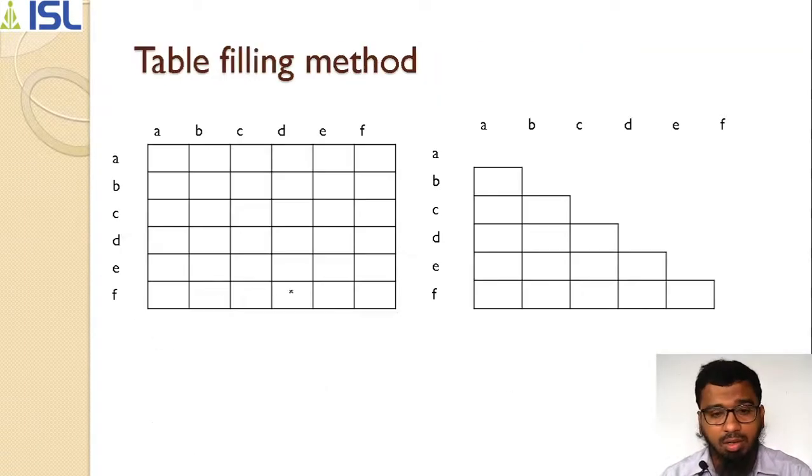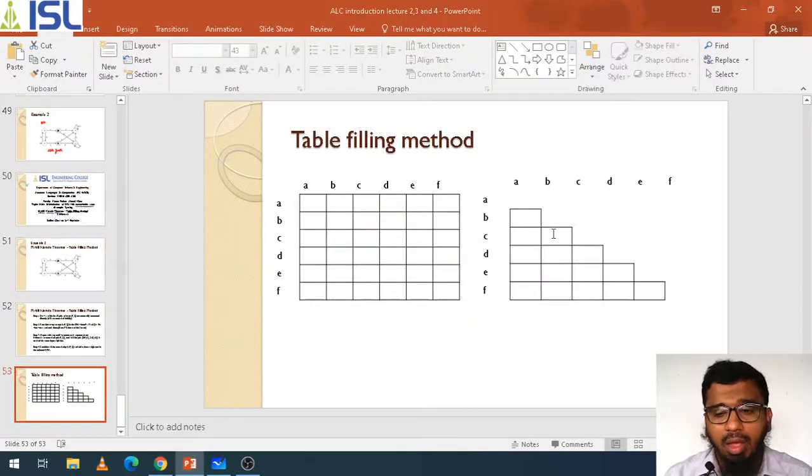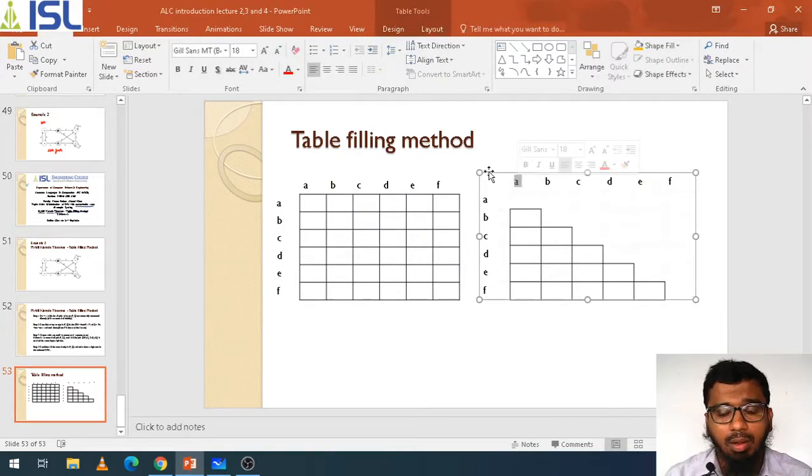Let's see, in this format we need to do it. This is the diagonal: A, B, B, C, C, D, D, E, E and F, F is the diagonal, and the upper part is removed, because A, B or B, A will be the same. We just need to mark it with a tick. Because of that we make it in this format. So we need to remove the upper part. I will copy this and paste it here.